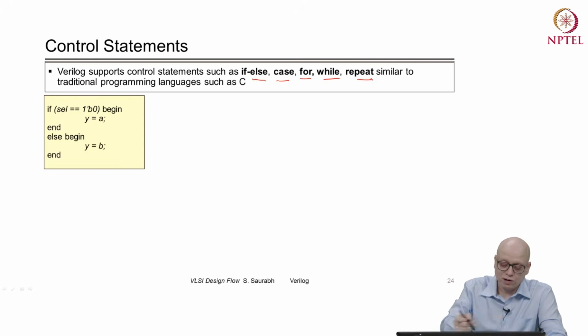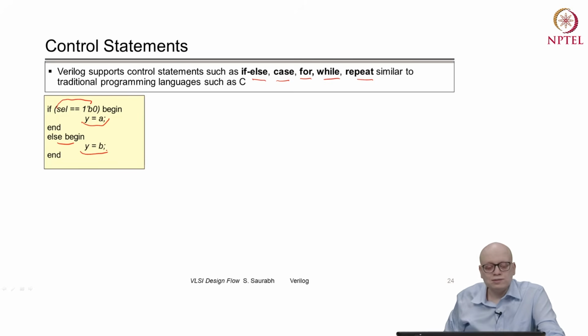For example, if we want to write an if statement, we will say that if this condition is true, then do something, else do something else. So, this is how we can write a conditional operation.